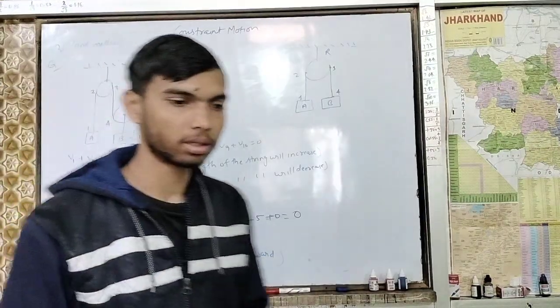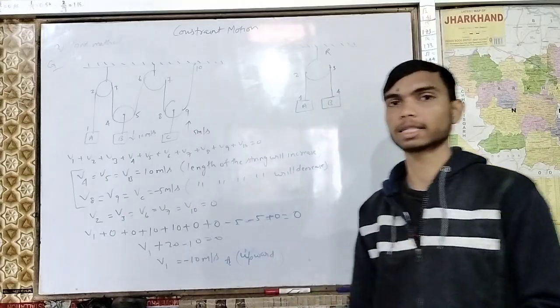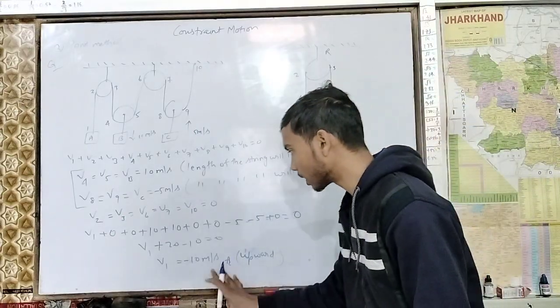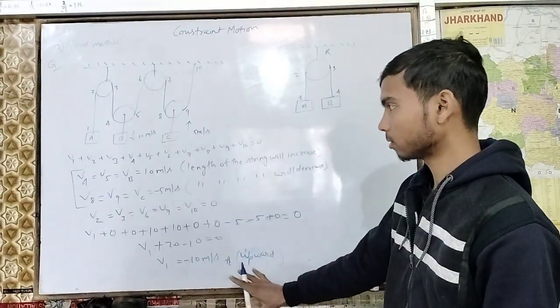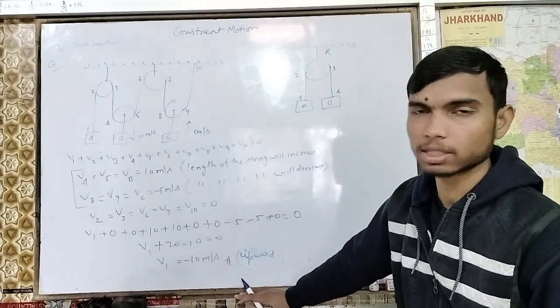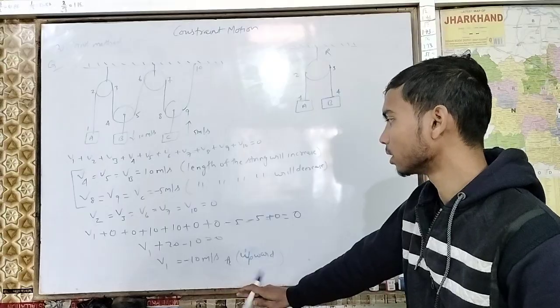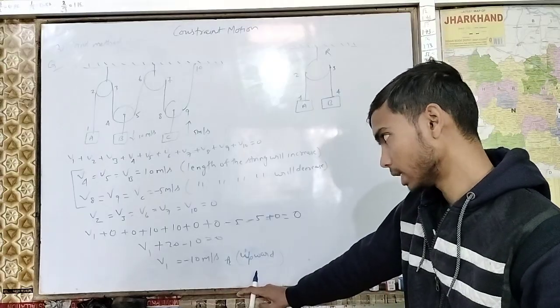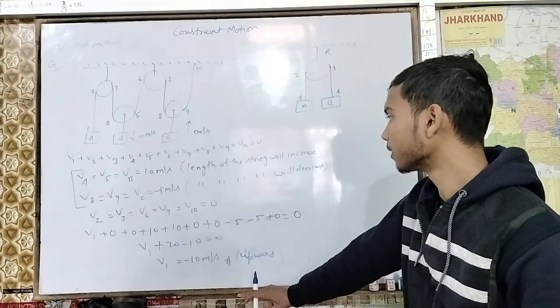Here we just considered upward as a negative. That's why for block A also the direction will be upward. If direction is upward, it will be a negative sign. There will be negative sign for upward.